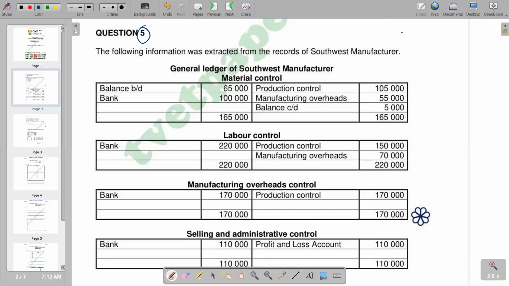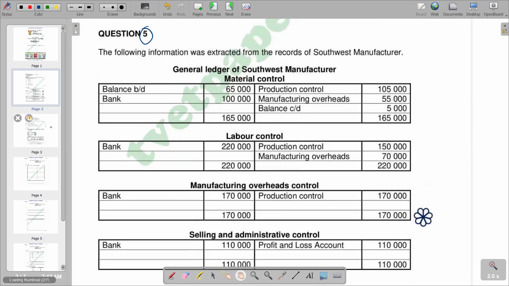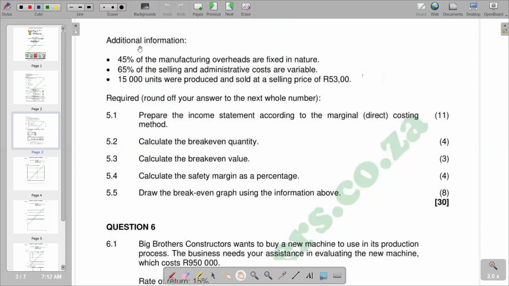So the question reads, the following information was extracted from the records of Southwest Manufacturer. You are given the general ledger of Southwest Manufacturer. That is, you are given material control, labor control, manufacturing overhead control, and selling and administrative control. So these are the accounts that we have on the first part. Then moving on, we've got further information in terms of additional information that you need to go through. Then on the required part, in brackets, round off your answer to the next whole number. So basically, we take note of that.